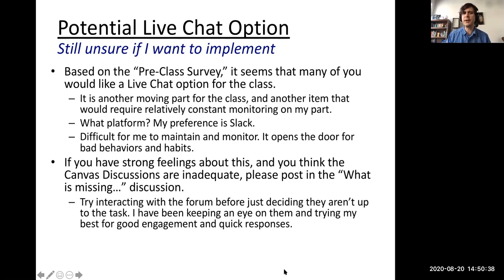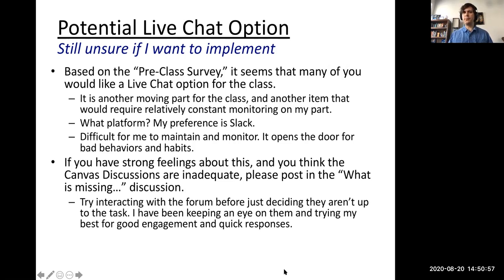This is another moving part to the class, another thing that we'd have to log on to, the only external thing that we'd really have to log on to. A live chat means that it'll need more constant monitoring on my part. It's really, really difficult for me to maintain and monitor such things.